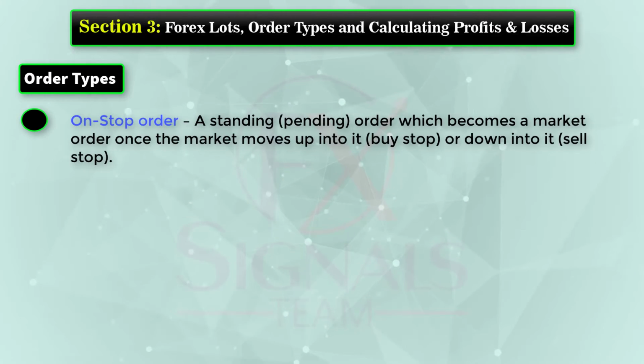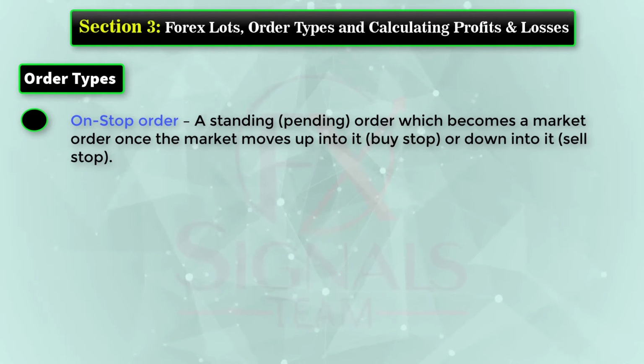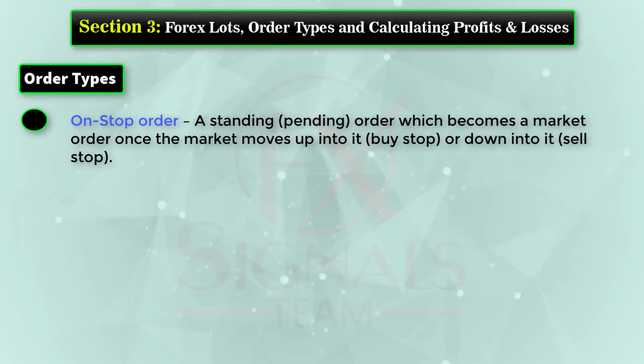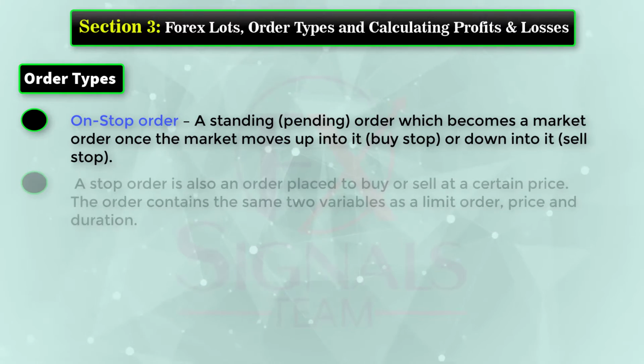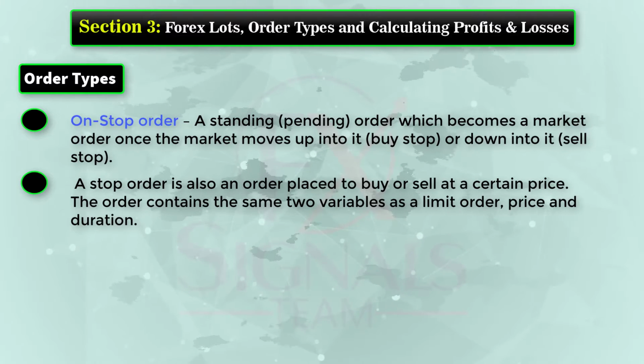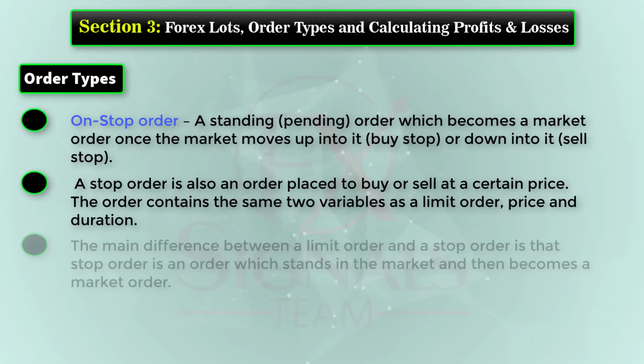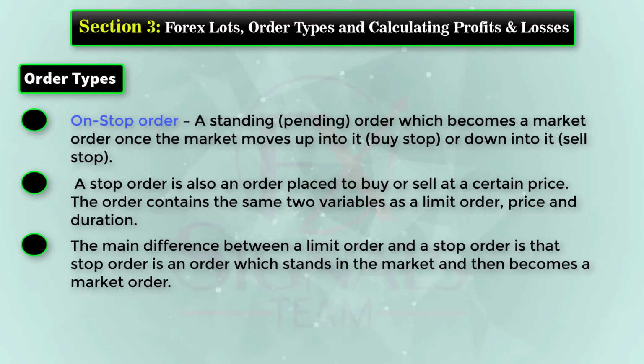On-stop order, a standing or pending order which becomes a market order once the market moves up into it, called buy stop, or down into it, called sell stop. A stop order is also an order placed to buy or sell at a certain price. The order contains the same two variables as a limit order, price and duration. The main difference between a limit order and a stop order is that a stop order is an order which stands in the market and then becomes a market order.